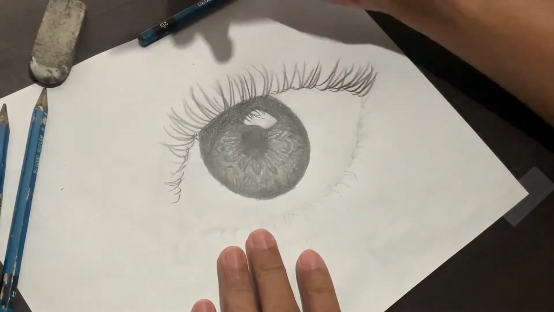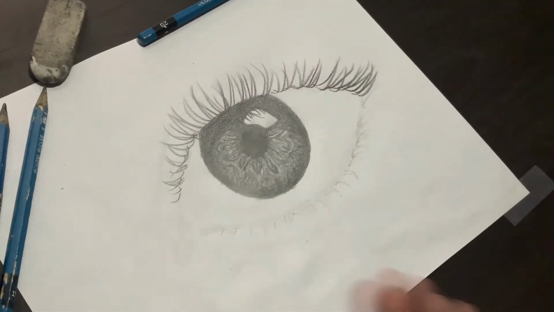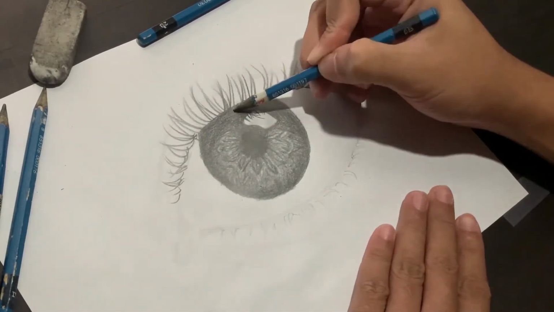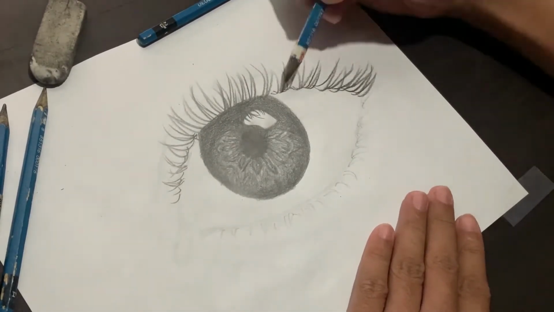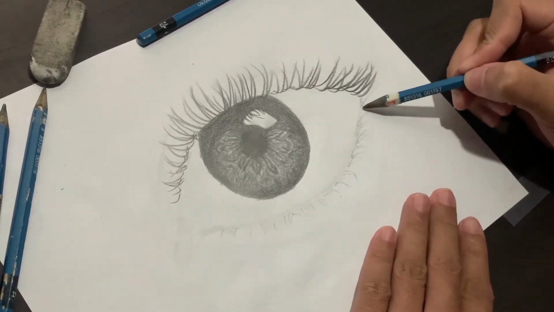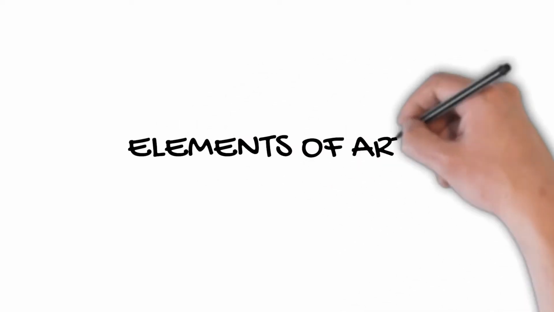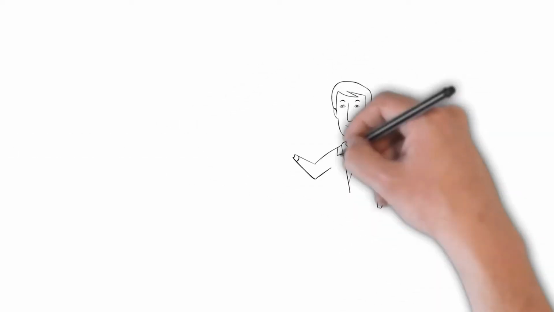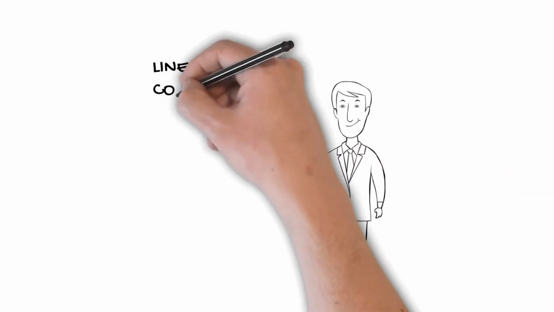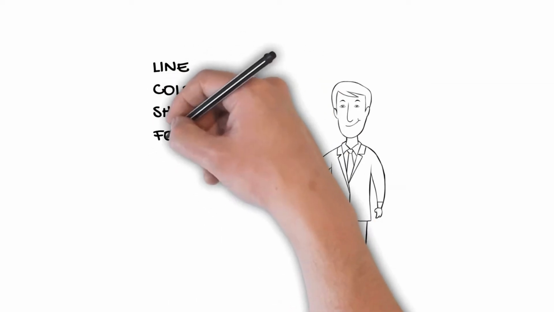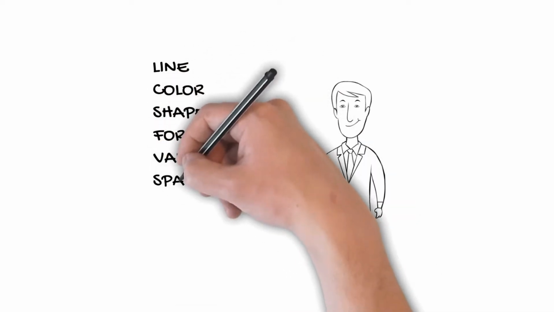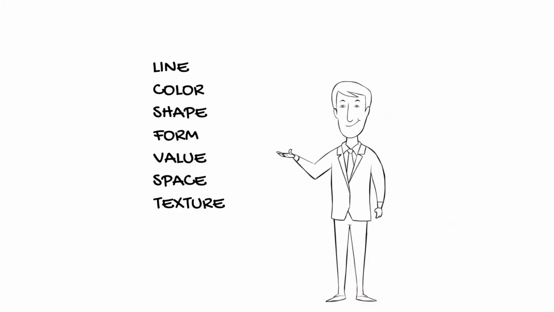In this video, we're gonna be drifting from element to element in pursuit of defining these terminologies, as well as providing examples for you to better understand the concept of art. Elements of art include the following: line, color, shape, form, value, space, and texture.